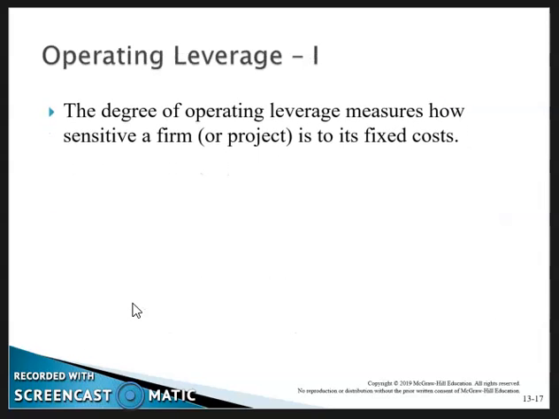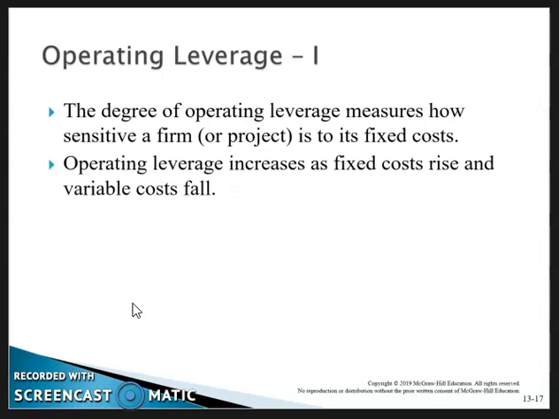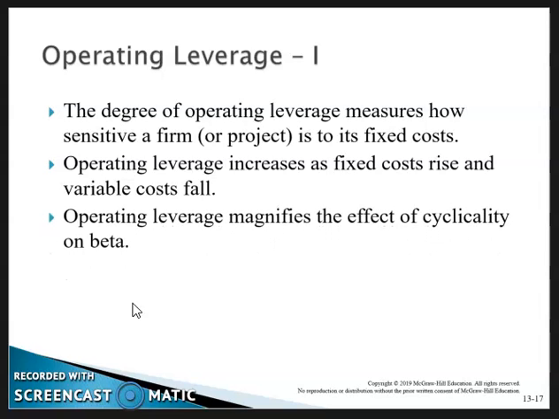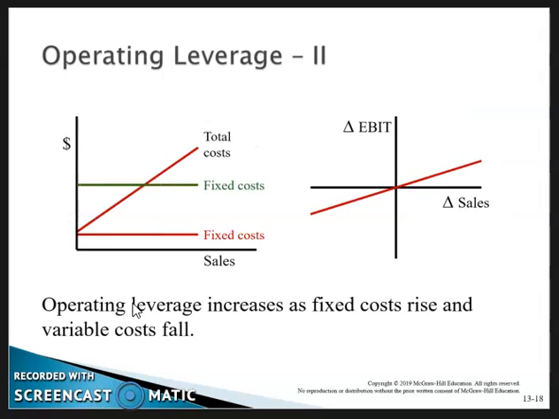Operating leverage. The degree of operating leverage measures how sensitive a firm or project is to its fixed costs. Operating leverage increases as fixed costs rise and variable costs fall. Operating leverage magnifies the effect of cyclicality on beta. So on the left-hand side, we've got our first example. We have low fixed costs, and our total costs are on the red line.